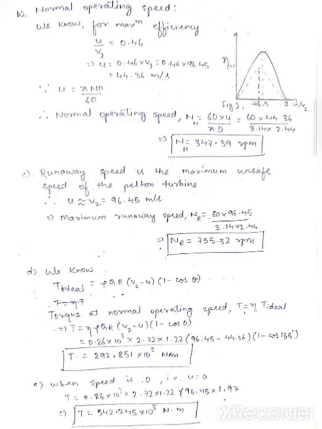Now in part E, we have been asked to find the torque at zero speed, that is U equal to 0. So again, using the formula T is equal to eta rho Q R into V2 minus U into 1 minus cos theta, and putting the same values, the only change is that U is 0. We will get torque T to be equal to 542.245 into 10 to the power 3 Newton meter.